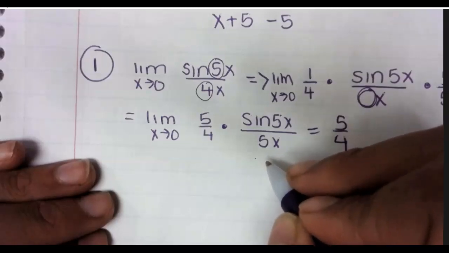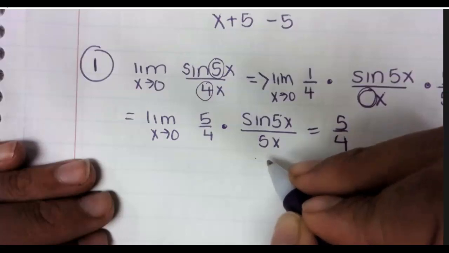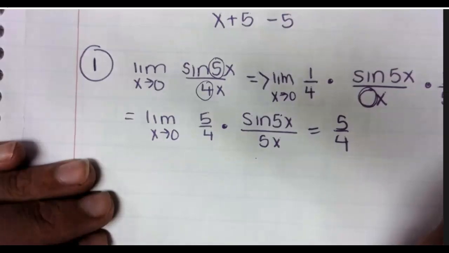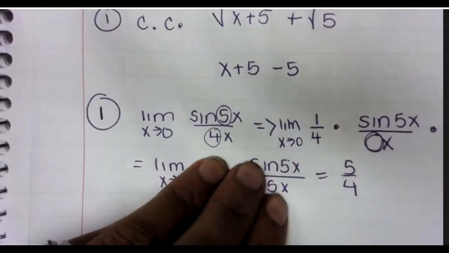Sine x over x is 1 at 0. It is a lot of memorizing.